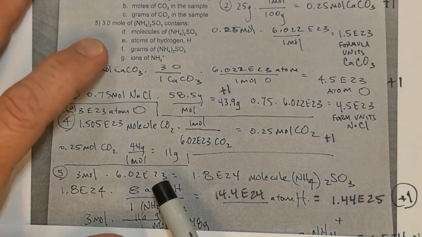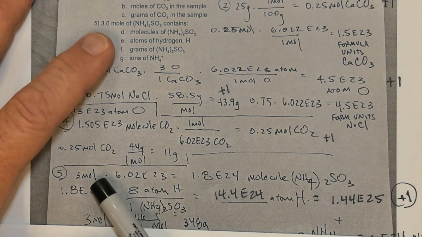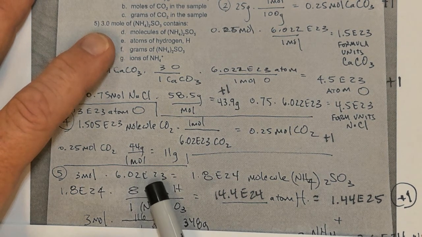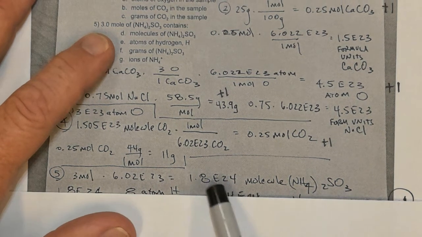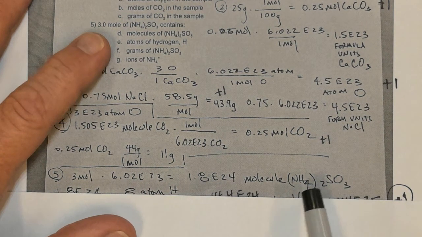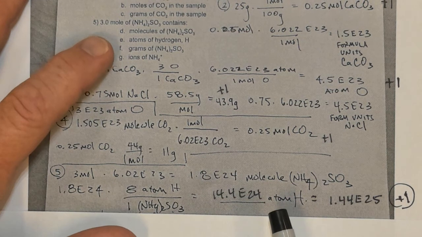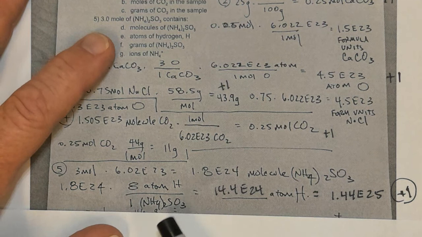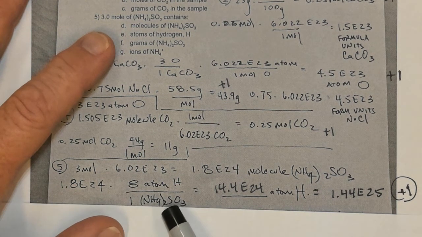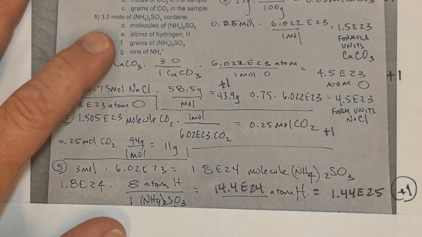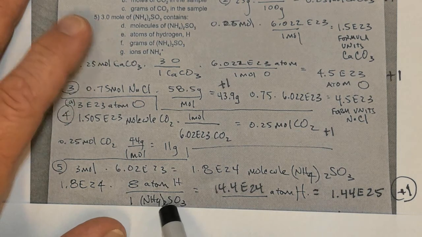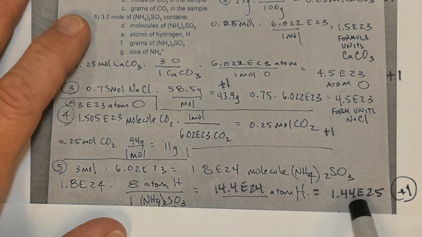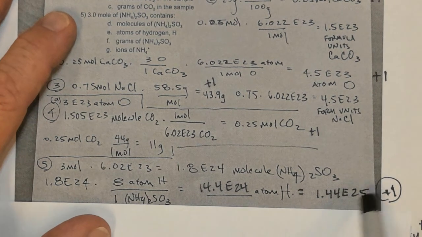Letter D, molecules of (NH4)2SO3, 3 moles times 6.02 times 10 to the 23rd gives you 1.8 times 10 to the 24th molecules. E, atoms of hydrogen. There are 8 hydrogen atoms inside of (NH4)2SO3. See this 2 right here? It distributes in with the 4, so it ends up being 8 hydrogen atoms per molecule. So you end up with 1.44 times 10 to the 25th. That's worth 1 point.